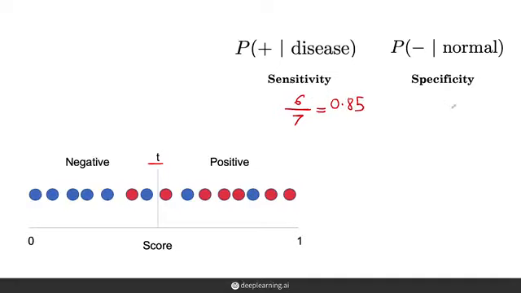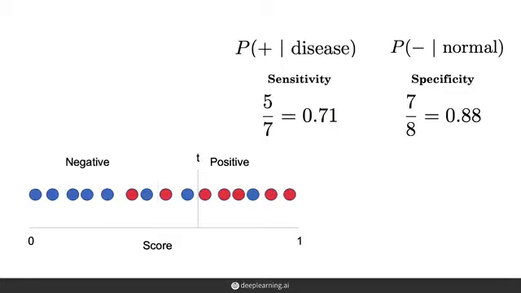Similarly, the denominator for specificity is the total number of normal examples, which is the total number of blue circles here, which is 8. The numerator is how many of those are negative, or in other words, on the left side of the threshold. This is all except 2, so this is 6. So our specificity is 6 over 8, or 0.75.